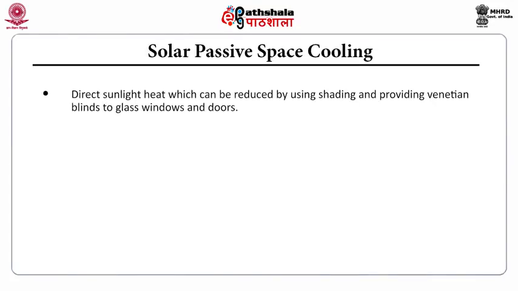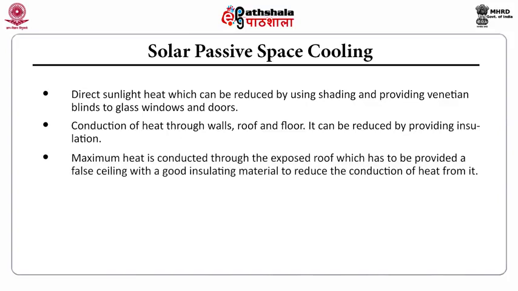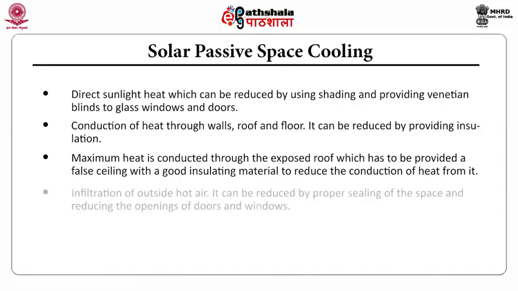Solar passive space cooling. Direct sunlight heat can be reduced by using shading and providing Venetian blinds on glass windows and doors. Conduction of heat through the walls, roof and the floor can be reduced by providing insulation. The maximum heat is conducted through the exposed roof, which has to be provided with a false ceiling with a good insulating material to reduce the conduction of heat from it.